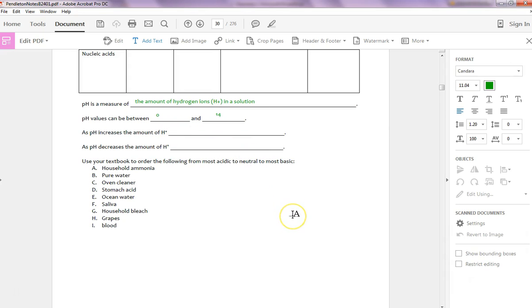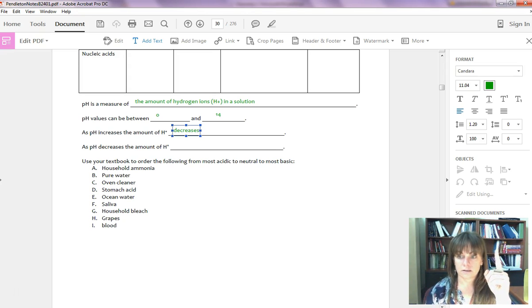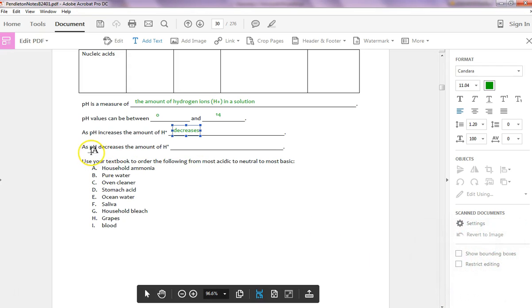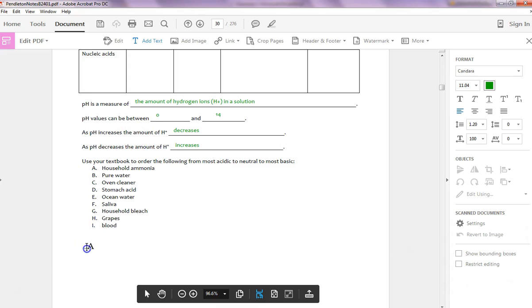As pH increases, the amount of hydrogen ion decreases. Let's do this another way. As pH increases, hydrogen ion decreases. So they are always opposite. That means as pH decreases, the amount of hydrogen ion increases. They're opposite.